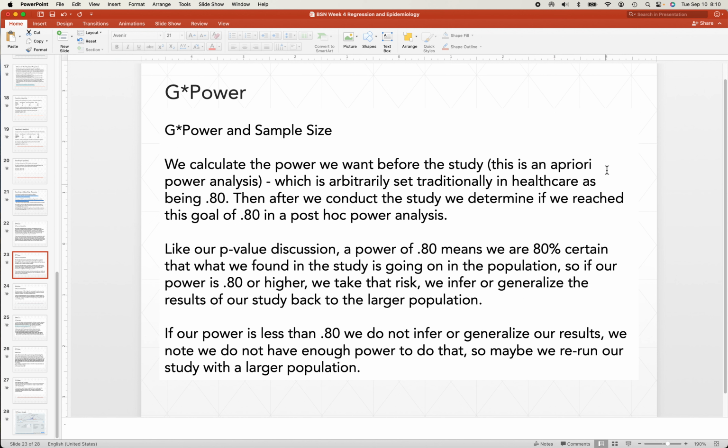In the same way, when we have a power of 0.80, it means we're 80% certain that what we found out in our study of our sample is what is going on in the population. So we'll take that risk, we'll infer or generalize the results back to that larger population. But if our power is less than 0.80, we don't feel like we have enough evidence to generalize our results. So we might have significant results, but we might not be able to generalize them back to the population.